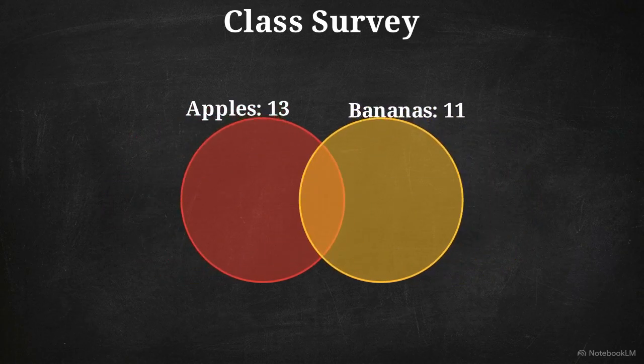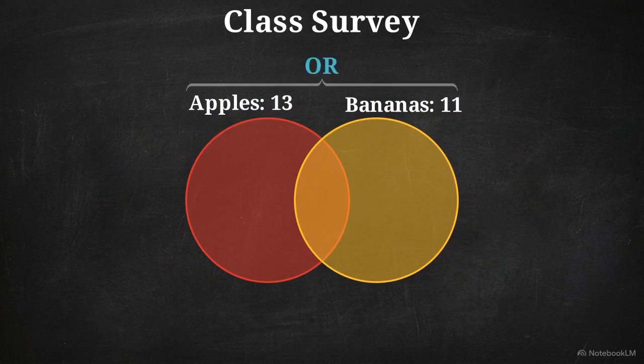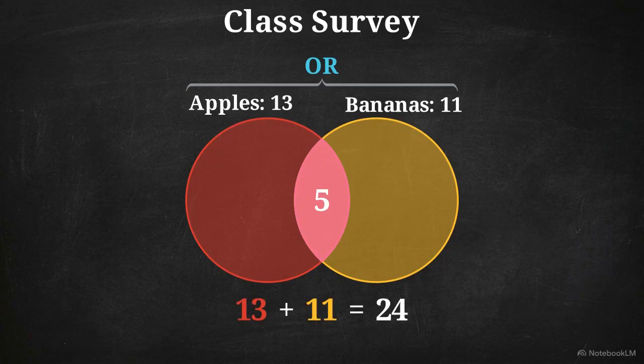In math, the word or is inclusive. It means a student might like apples, they might like bananas, or they might like both. In this class, 5 students like both. If we try to find our total by just adding 13 and 11, we get 24.